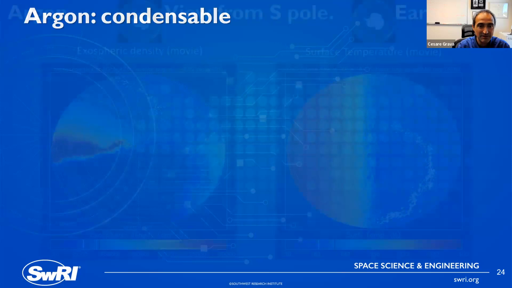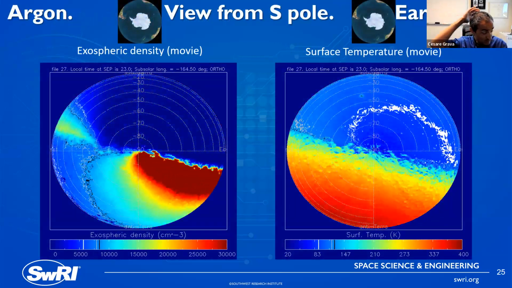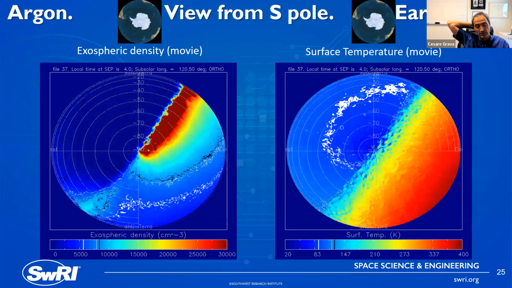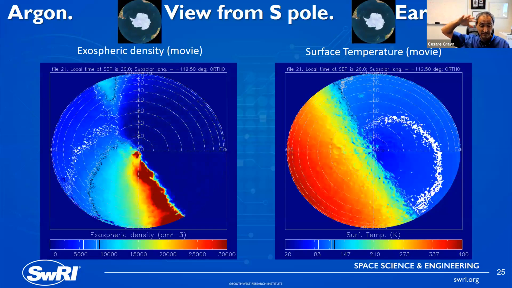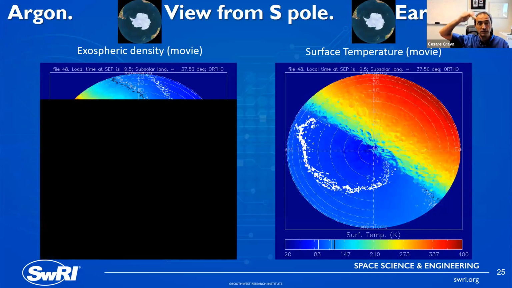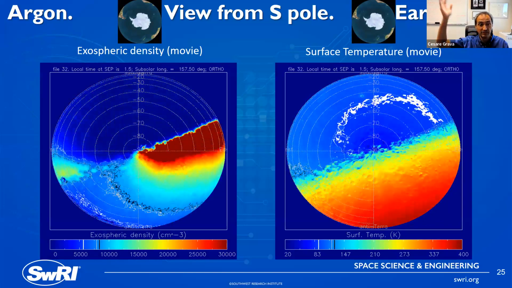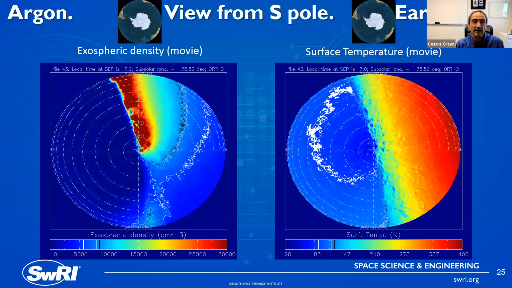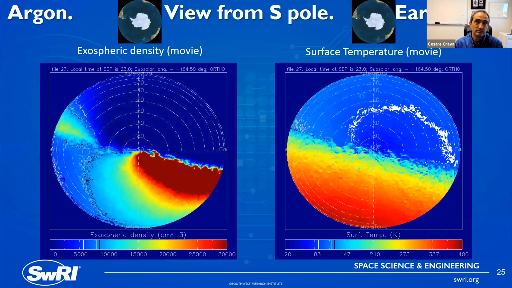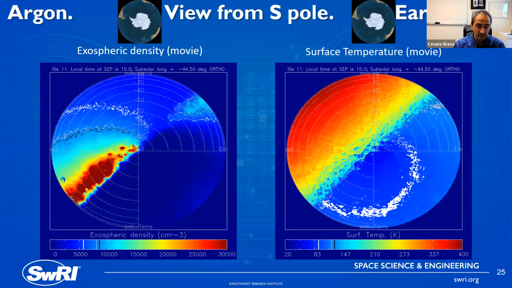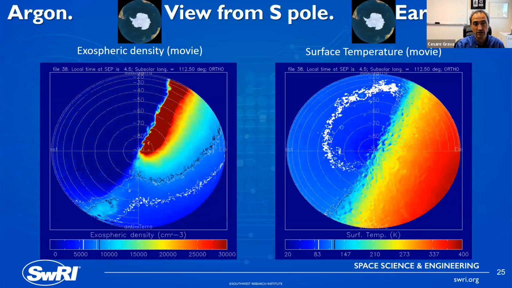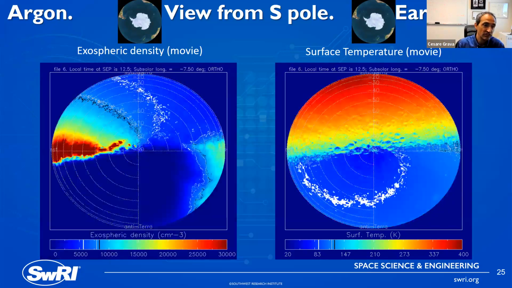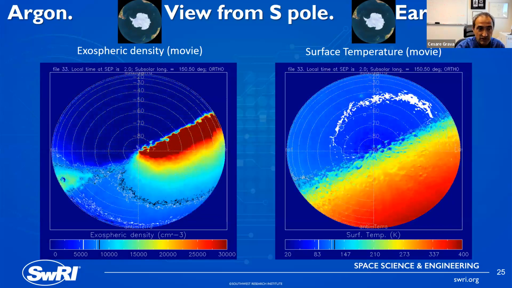Okay. Yeah, so looking at the argon again. This is a condensable gas. So unlike neon, it sticks to the lunar surface, and then it is suddenly released when the surface warms up. So unlike neon, where you see this build-up of neon in the pre-dawn sector, like 2 a.m., 3 a.m., for argon, you see the maximum density is after dawn, between 6 a.m. and 7 a.m. And you can see the effect here.